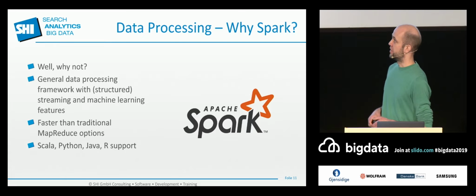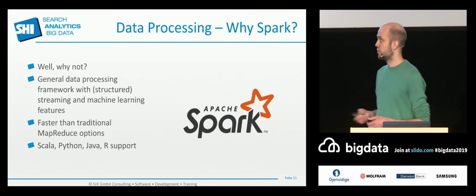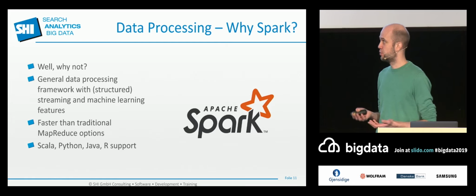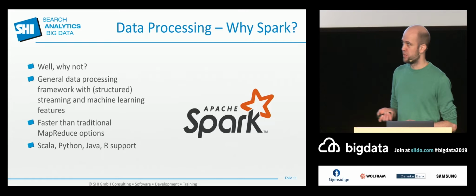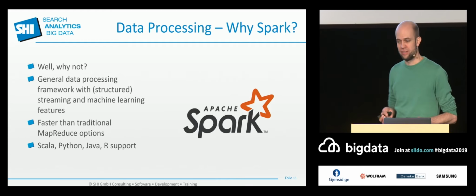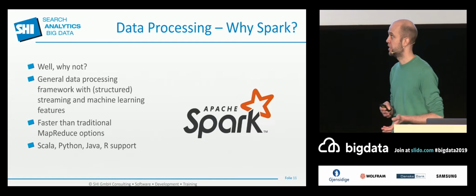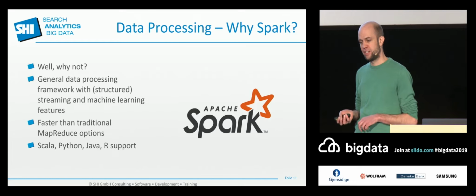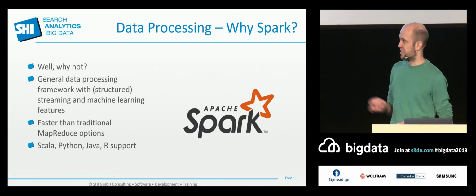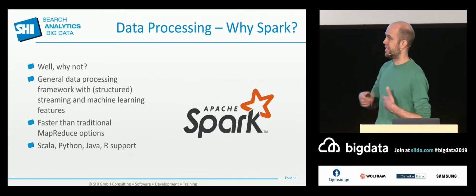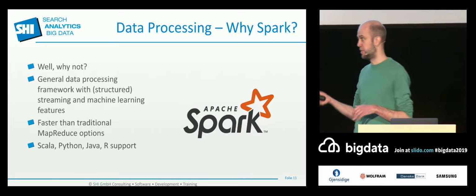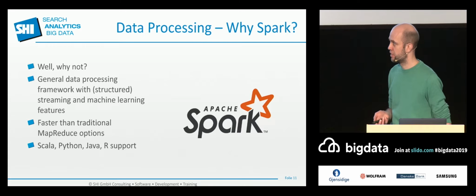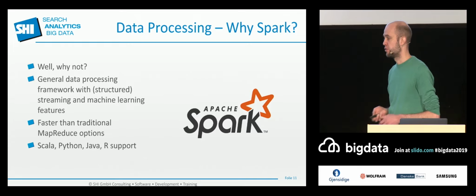Why should we use Spark for data processing? Or the question might be, why shouldn't we use Spark for data processing? Spark is a really rich and enterprise-grade tool nowadays. So you can use it for any general data processing task that you have. It also has the capability of a structured streaming approach, which we are leveraging in our demo. It is, of course, faster than traditional MapReduce options because of how Spark internally works with resilient distributed datasets, and nowadays rather the data frames that everyone is using, and it has Scala, Python, Java, and R support.